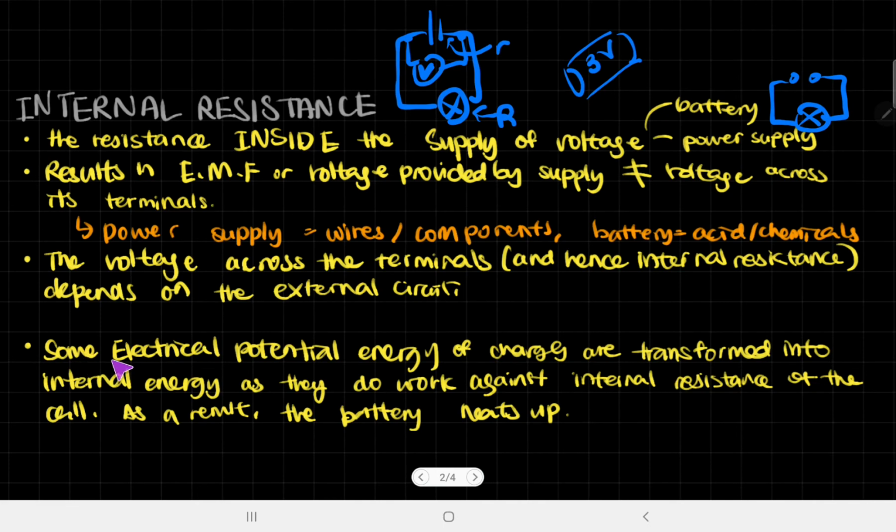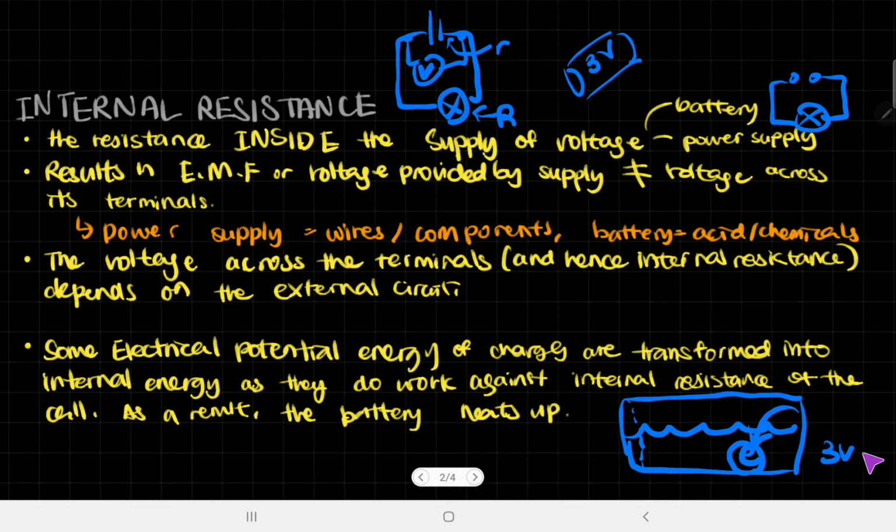So some electrical potential energy of charges is transformed into internal energy as they do work against the internal resistance of the cell, and as a result the battery heats up. So what this means is, let's say this is the insides of a battery, and then you had some acid in here, and then there was an electron going through it. Now the battery will supply it, let's say 3 volts.